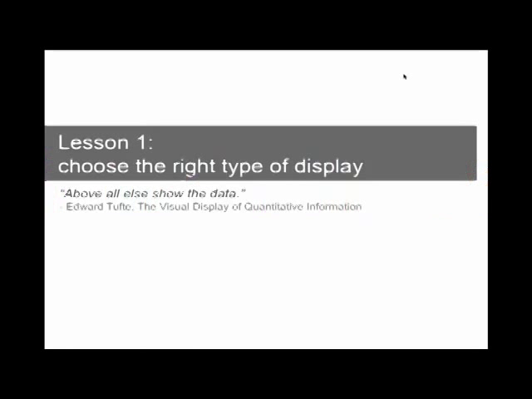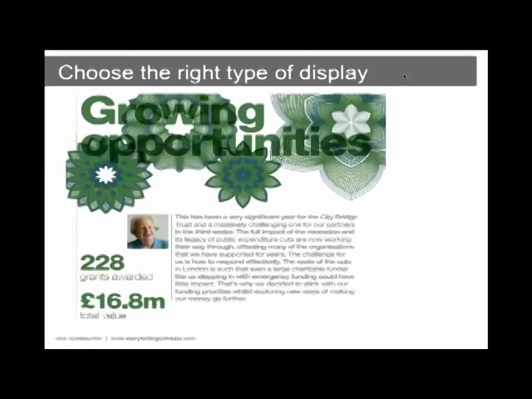So first off, we're going to talk about choosing the right type of display. Typically, when you have data that you want to show, the first thing that most people think of is a table or a graph. But before we get there, I want us to talk for a moment about simple text. If you have just one or a couple of numbers that you want to highlight, as in the example here, 228 grants awarded, 16.8 million pounds total value, putting those in a table or in a graph actually causes them to lose some of their oomph. So don't shy away from text if you have one or just a couple of numbers that you want to show. It can be a really powerful way to get that information across.